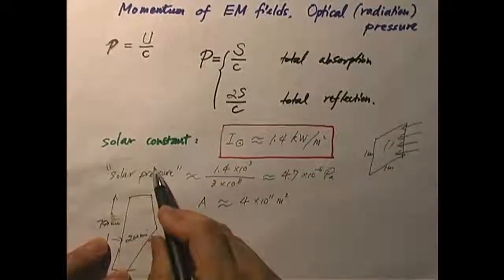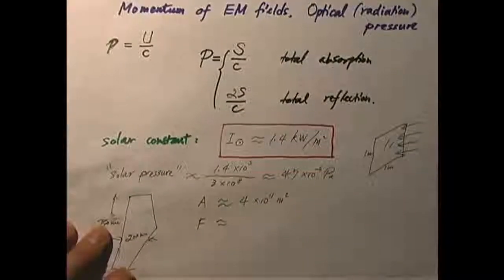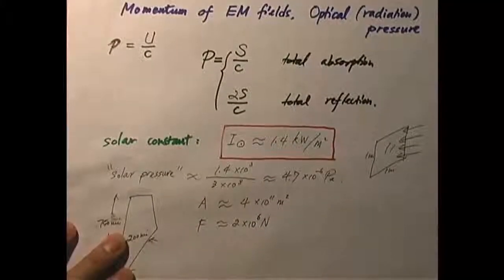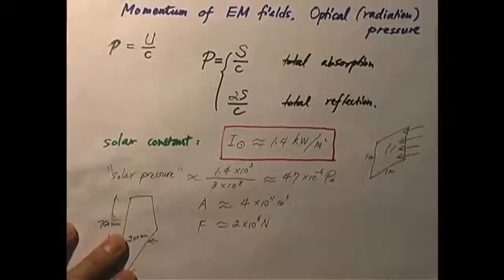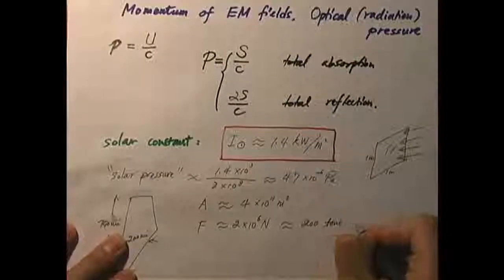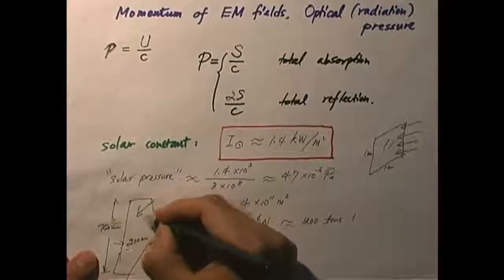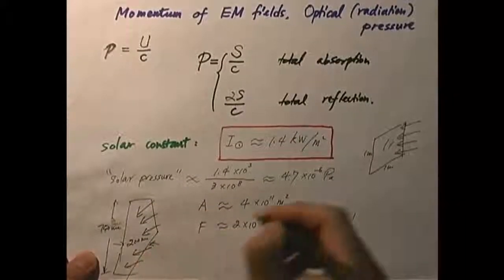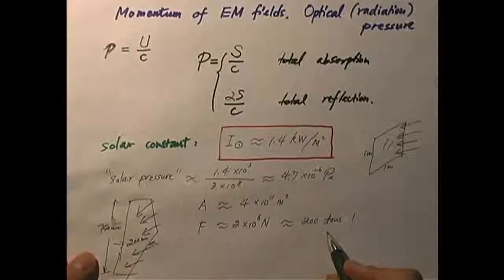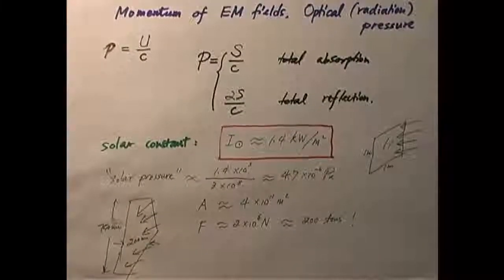You take that solar pressure, multiply by this area, what do you get? You get a total force of around 2 times 10 to the 6 newtons. You can convert that to about 200 tons. So interestingly enough, the light of the sun impinging upon the state of California gives us a total force which indeed is several hundred tons. So we literally do get tons of sunshine, as an interesting notion.